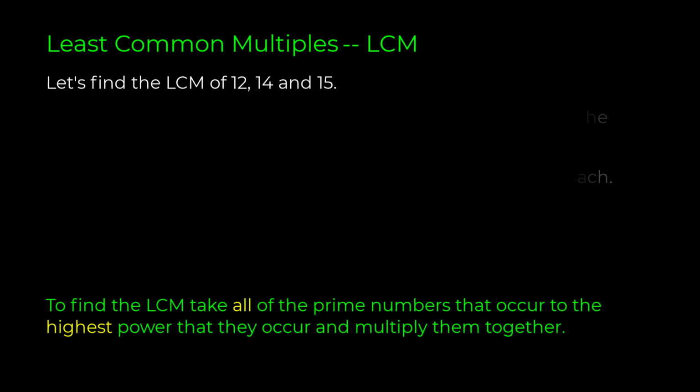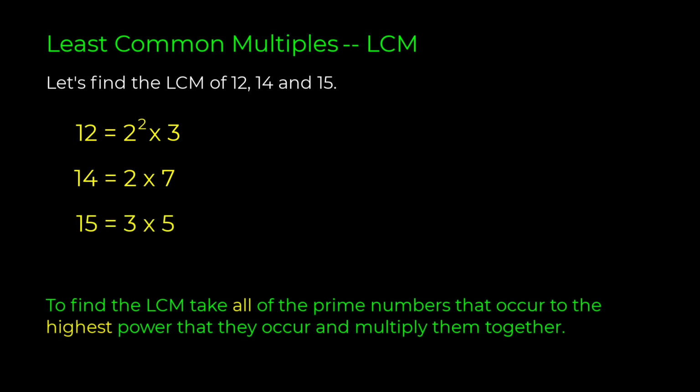The prime factors of 12 are 2 squared times 3. The prime factors of 14 are 2 and 7. The prime factors of 15 are 3 and 5. So we have found a total of 4 prime numbers, 2, 3, 5, and 7.